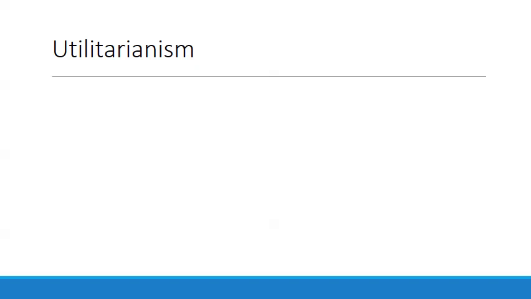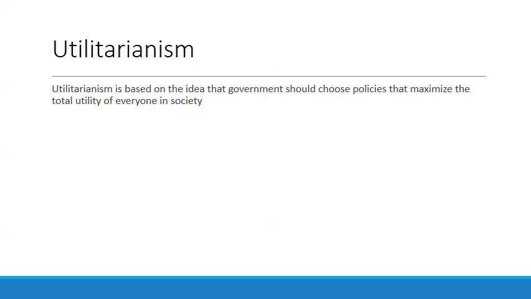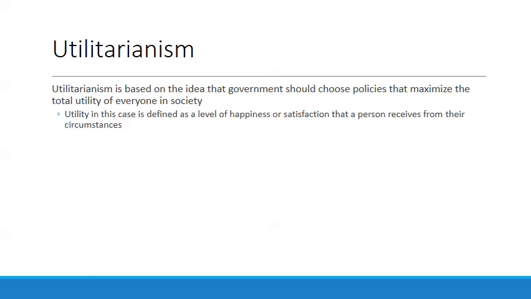Okay, so we'll start with utilitarianism. It's based on the idea that government should choose policies that maximize the total utility of everyone in society. In other words, and this is one of the things we talked about with marginal utility and total utility, what the utilitarian political philosophy suggests is that the policy should be designed to create the greatest or maximum amount of equality possible. So in this case, utility is defined as a level of happiness or satisfaction.